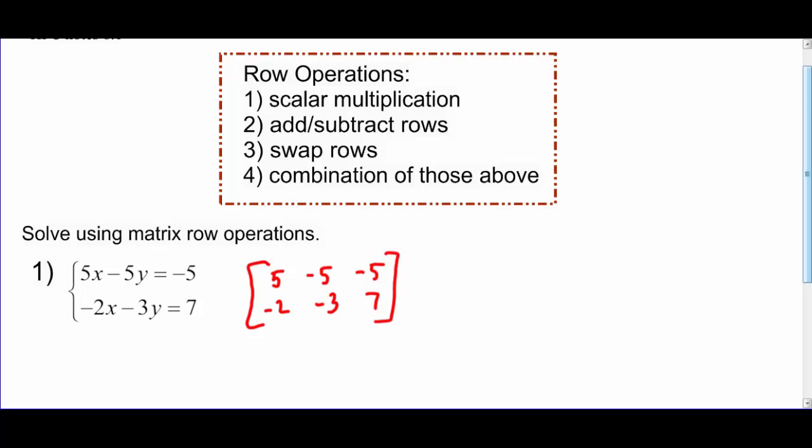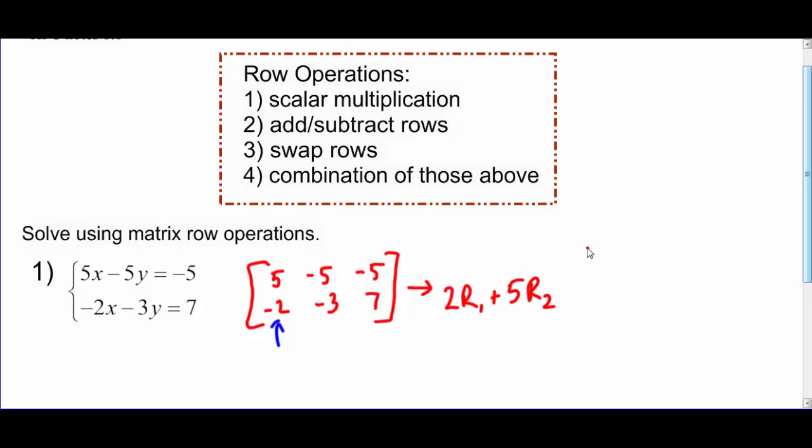Now, our job to get this into our echelon form is we want to take this value right here that's currently a -2, and we want that to become a 0. Now here's the way I'm going to do it. I'm going to take 2 row 1s and I'm going to add 5 row 2s.